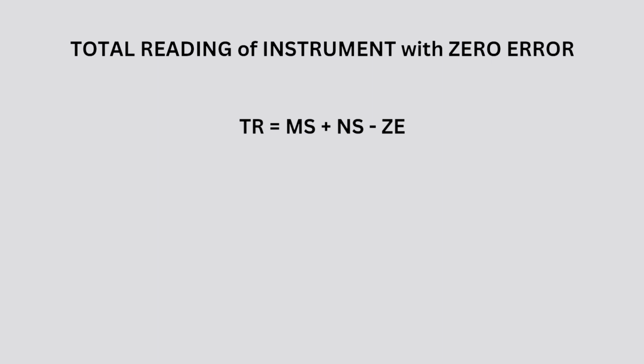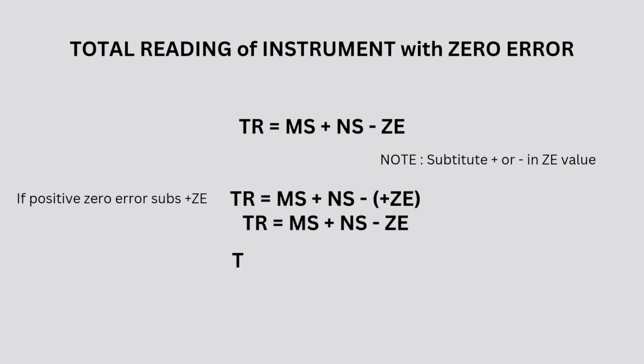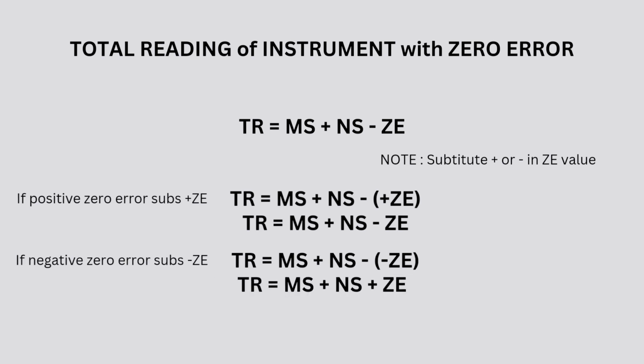There is a little difference in reading between the measurement result by the standard instrument and the instrument with zero error. The total reading from the instrument with zero error is found through this equation. Substitute the positive or negative sign for the zero error, or ZE, value into the equation. For the positive zero error, the equation will be minus ZE. For the negative zero error, minus times minus is plus, so the equation would be plus ZE.